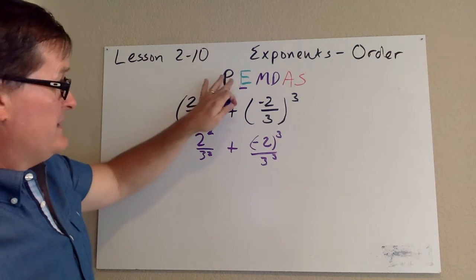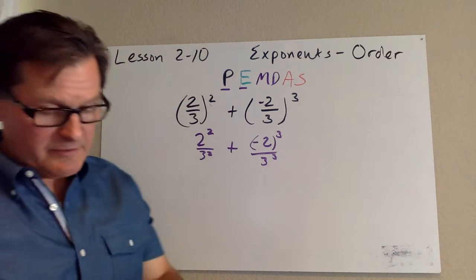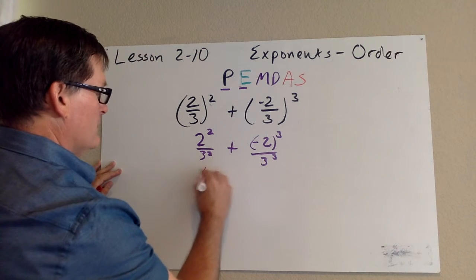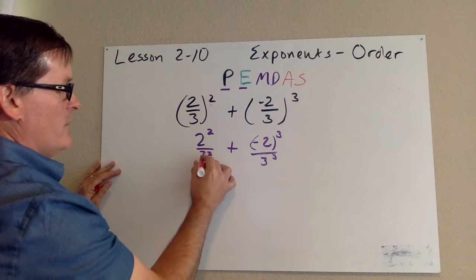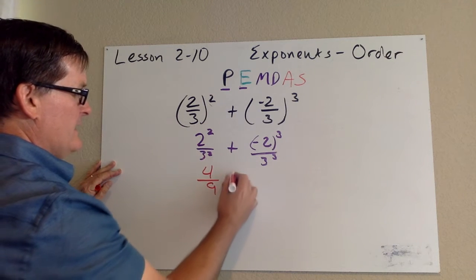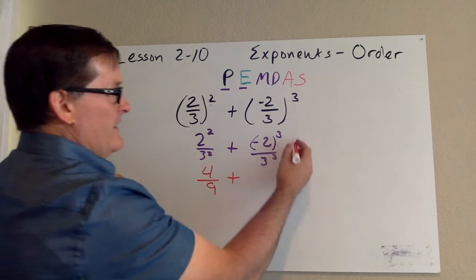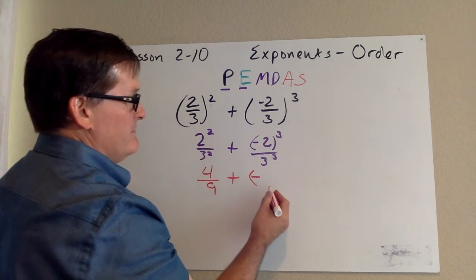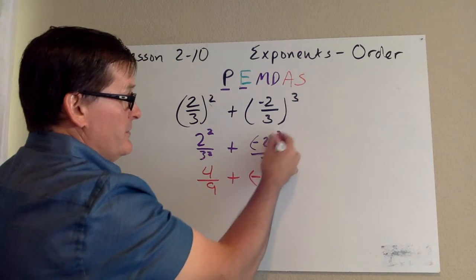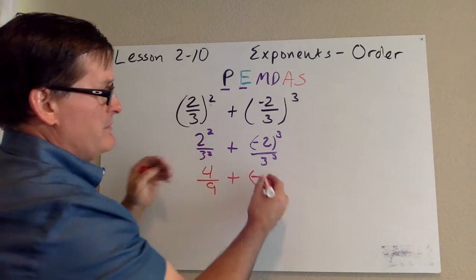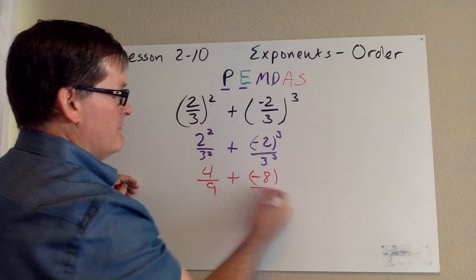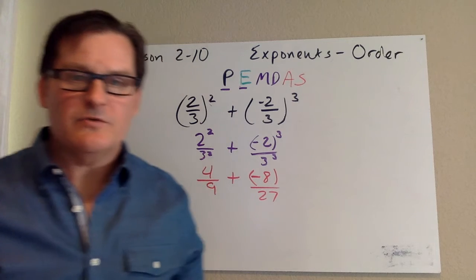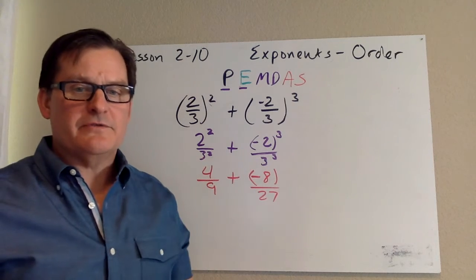So I'm done with basically parentheses. Now it's time to apply the exponents. 2 squared is 4. 2 to the second power is 4. 3 to the second power is 9, plus -2 to the third power. We know a negative raised to the third power is going to end up being negative. So I'm going to put it back in parentheses. 2 to the third power is 2 times 2 is 4 times 2 is 8. Over 3 to the third power, by now, you probably got that one memorized as 27. 3 times 3 is 9, times 3 is 27.